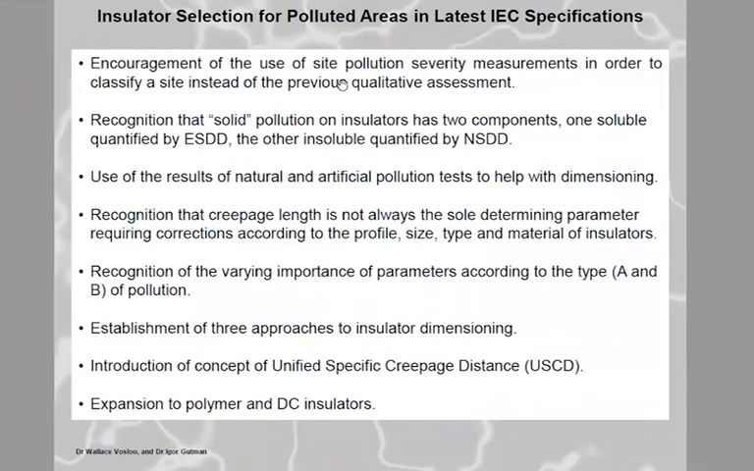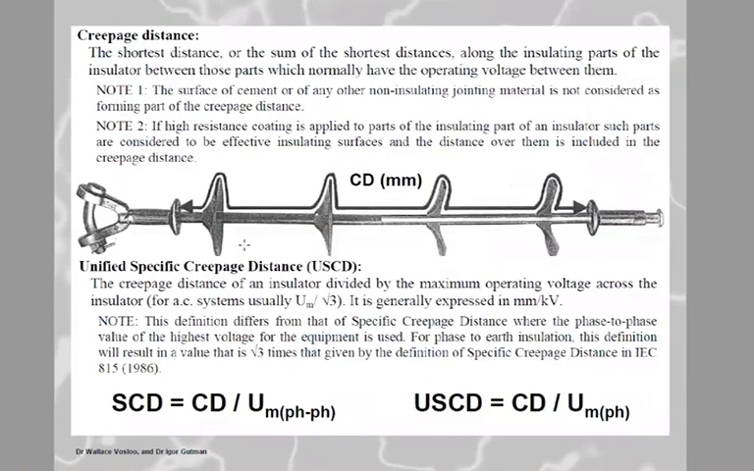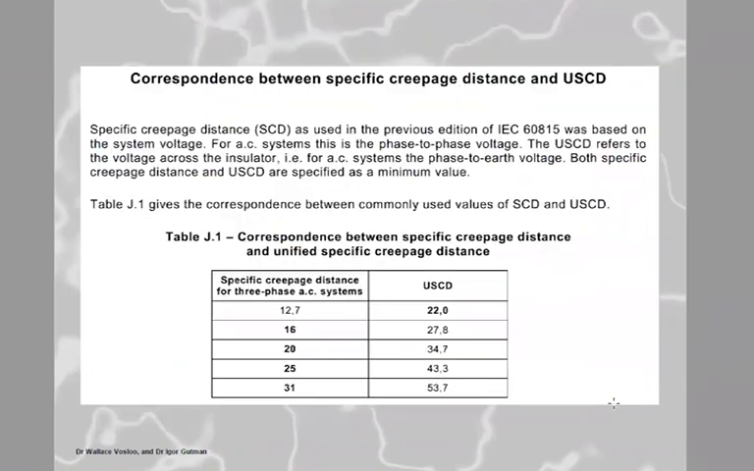And you can see here, it's basically encouraging you to measure. Once you understand your climate and your environment, and you've measured your climate and environment, and you do your selection, and your referencing, and so on, you're going to basically have to get used to the story of specific creepage distance and unified specific creepage distance, which is now UMAX phase. Okay, we've got that.